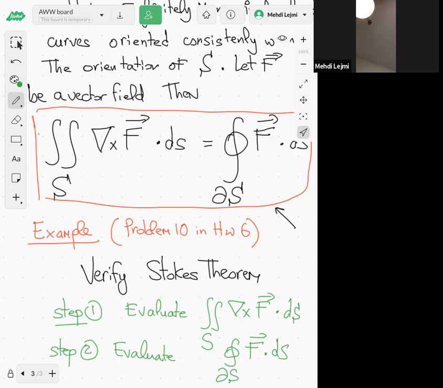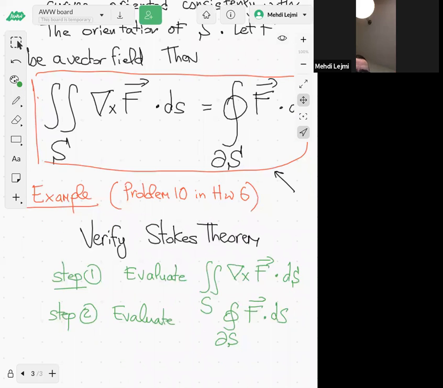So again, guys, I think in homework 5, you had to verify Green's theorem, but I think some of you just computed one side of the formula. Okay, but when you verify a theorem, you verify a formula. You have to compare both sides of the formula, right? So we have to evaluate both sides and make sure that they are equal.